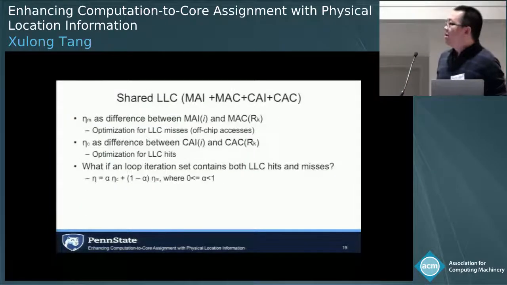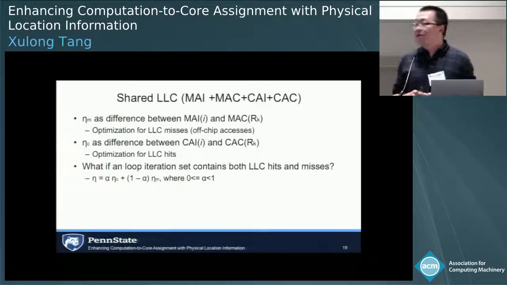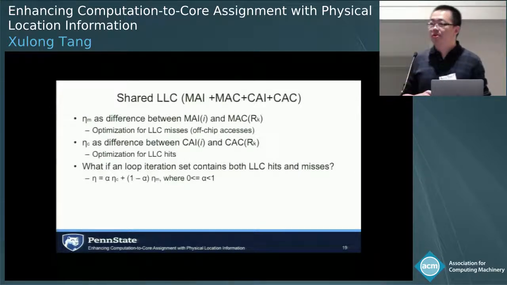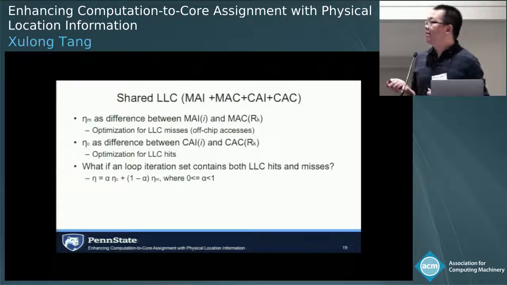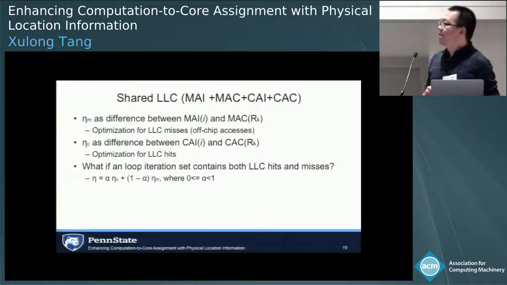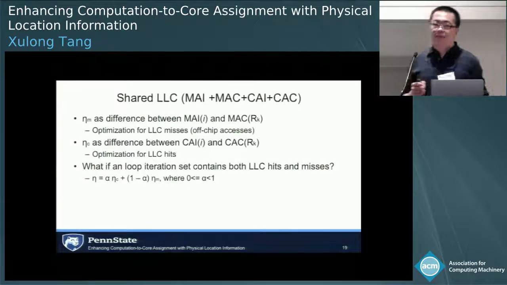So with all 4 affinity vectors defined, now we're going to perform the computation assignment in the shared last level cache system. We define eta m as the difference between the MAI vector and the MAC vector, and eta c represents the difference between the CAI vector and CAC vector. Eta m is basically the optimization for the last level cache misses, and eta c is the optimization for the last level cache hits.